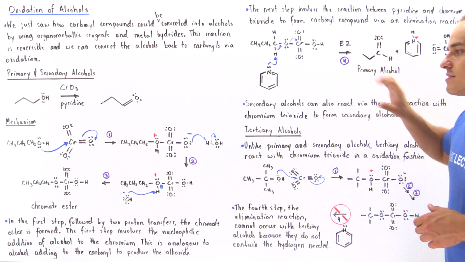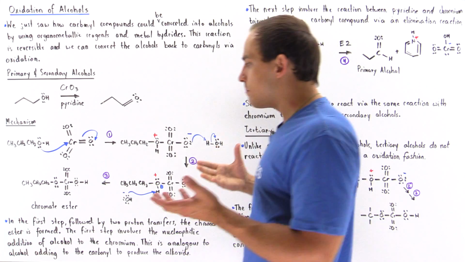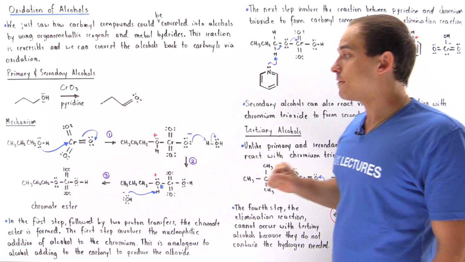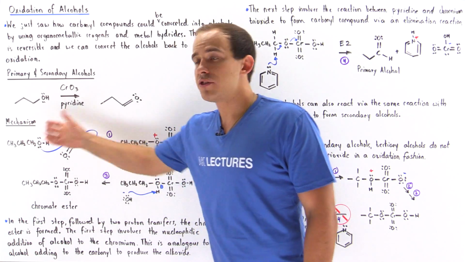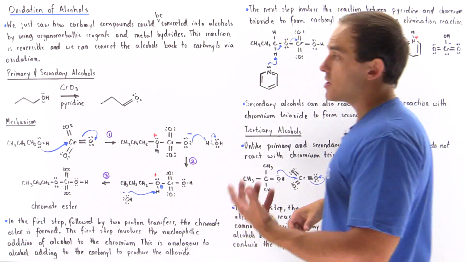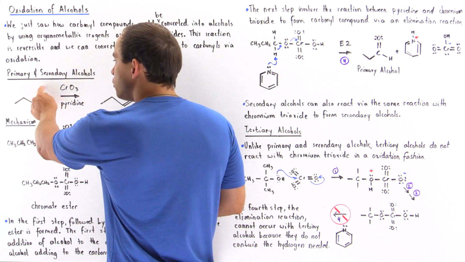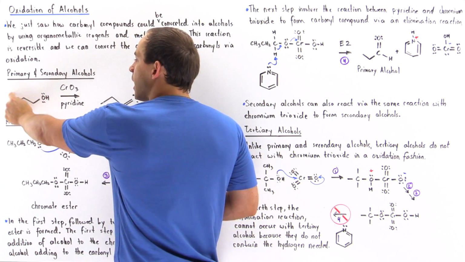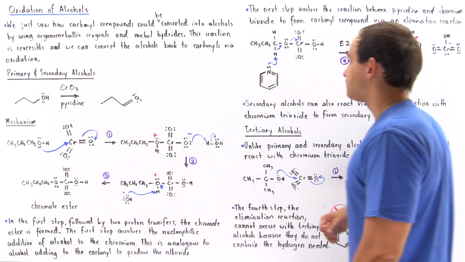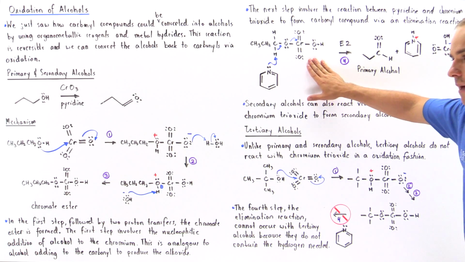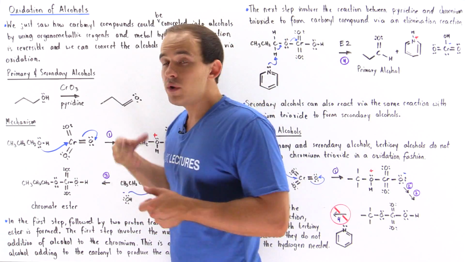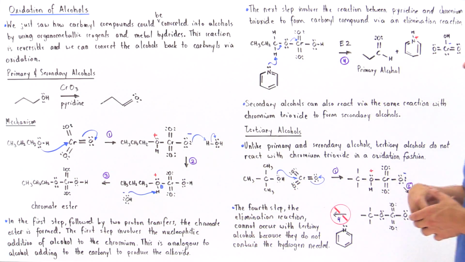What about the last step? So basically, we want to somehow take the chromate ester and form our aldehyde from this primary alcohol that we began with. Remember, a primary alcohol simply means to this alcohol, to this hydroxide, we only have one hydrocarbon group attached to it. Now, in the final step, in step number four, we have an E2 reaction taking place. We have our elimination reaction takes place in a single mechanistic step.